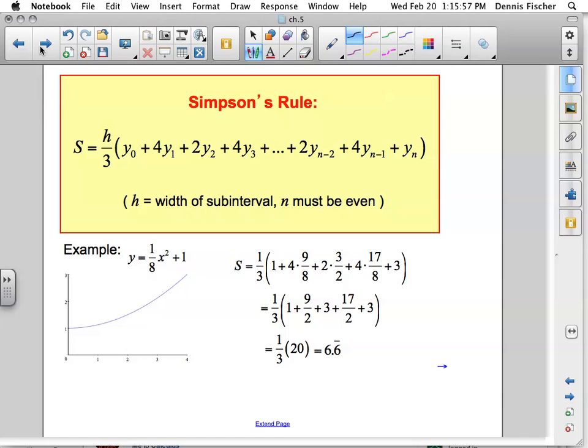Does this get closer than the midpoint rule? I wouldn't say the midpoint rule is going to be one of your closest methods. It's probably going to get closer than the trapezoid rule, and Simpson's rule is closer still.